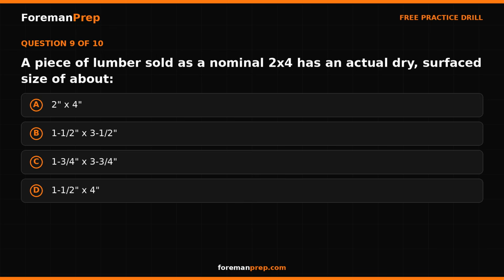A piece of lumber sold as a nominal 2x4 has an actual dry surfaced size of about: Option A, 2x4. Option B, 1-1/2 x 3-1/2. Option C, 1-3/4 x 3-3/4. Option D, 1-1/2 x 4.